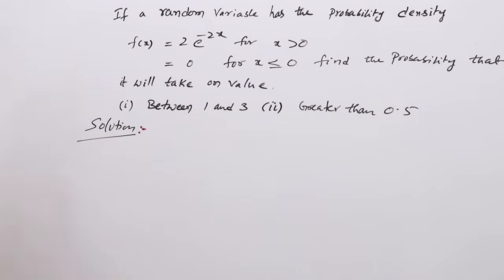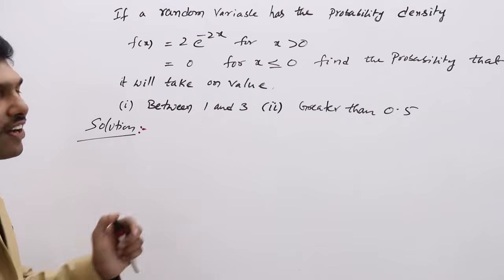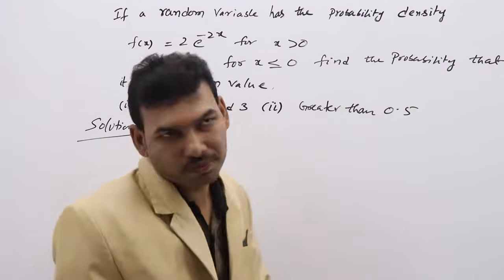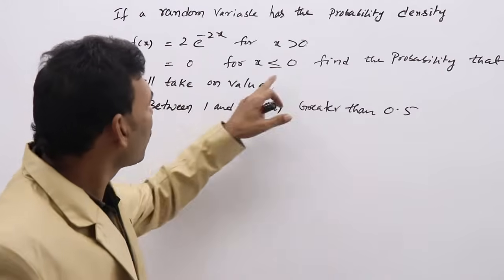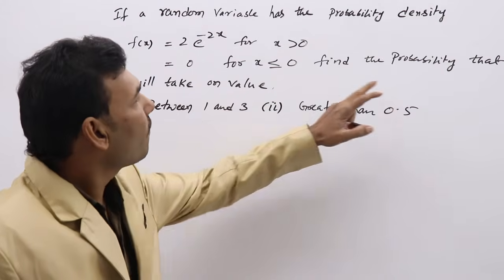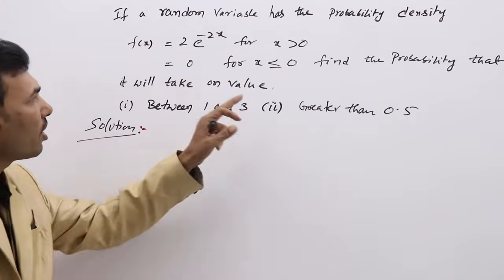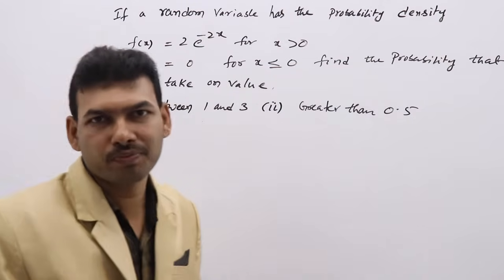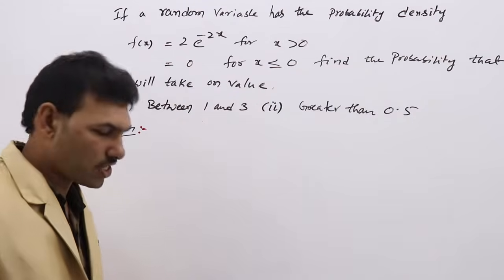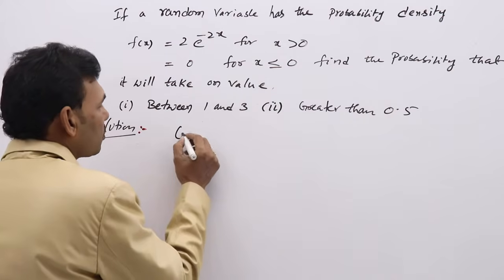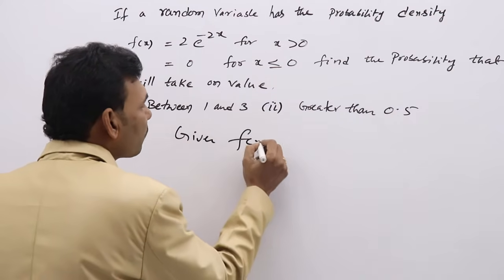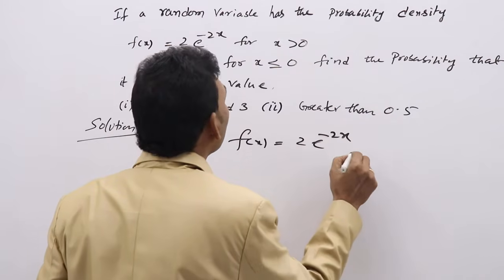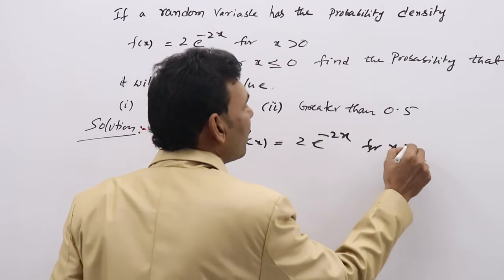If a random variable has the probability density function given by 2e power minus 2x for x greater than 0 and 0 for x less than or equal to 0, find the probability that it will take on values between 1 and 3, and greater than 0.5. These two we need to find. So first write what is given: the density function for the non-zero case, 2e power minus 2x for x greater than 0.